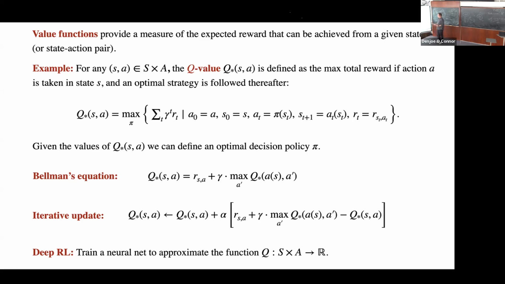Well, if you can compute that, then that gives you an optimal decision policy, because if you're in state S, all you have to do is plug in all available actions and then pick the one with the highest Q value, because that's going to be the best action you can take. And then you get to a new state, plug in all the available actions from that new state, and pick the one with the highest Q value. Fortunately, there's an iterative update law for Q values based on Bellman's equation.